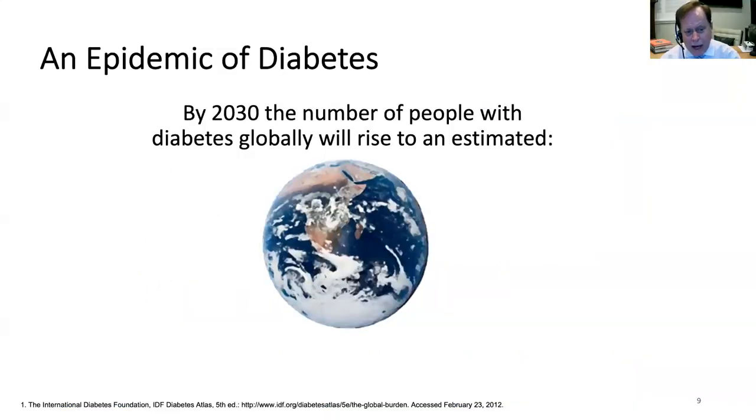However, looking beyond the US, certainly this is a very significant epidemic, which is global in nature. And by 2030, the number of people with diabetes is going to rise exponentially. And I hope you're sitting down when I show you this number, because it's 500 million people. 500 million people will succumb to the diabetic condition.